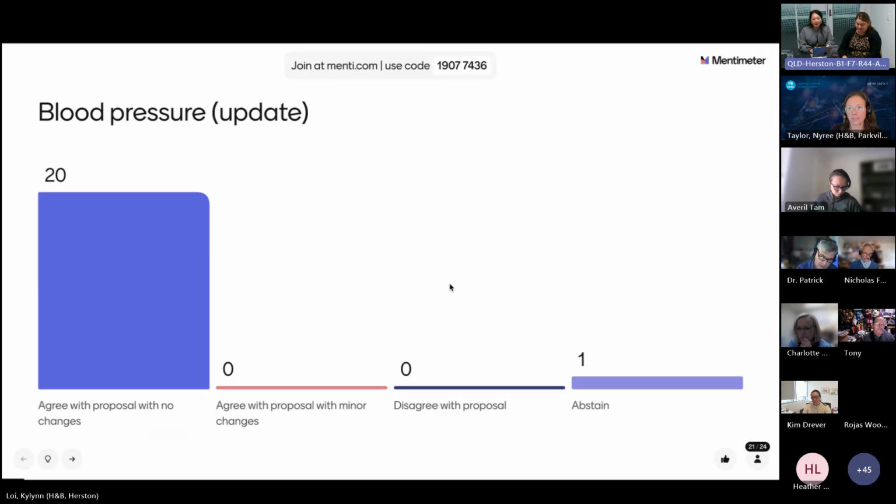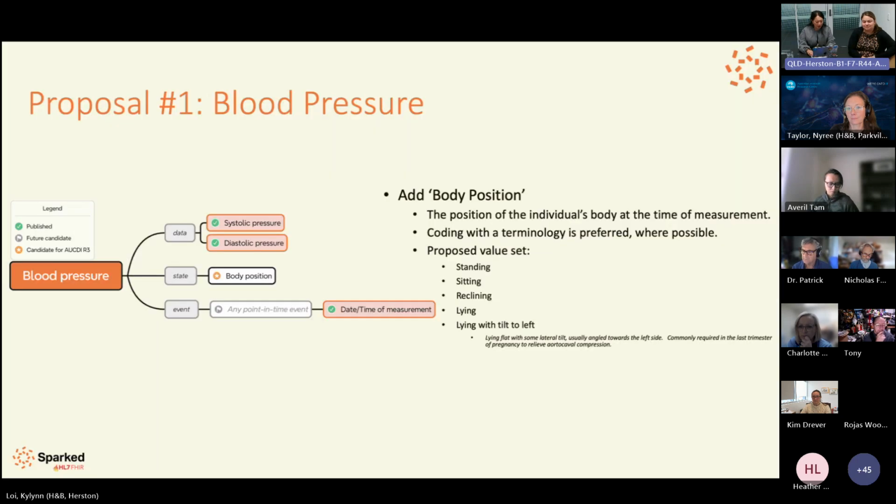All right, so I will close it in 10 seconds. Okay, awesome. Well, it looks like we have agreement, so we'll look to progress with that one. And I'll pass back to you, Nai.